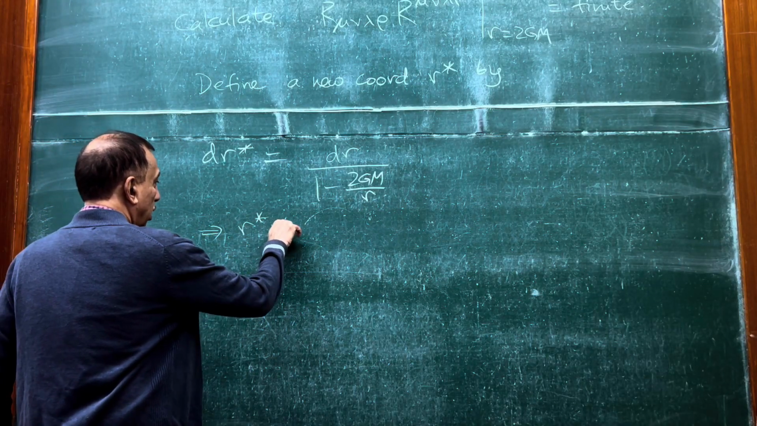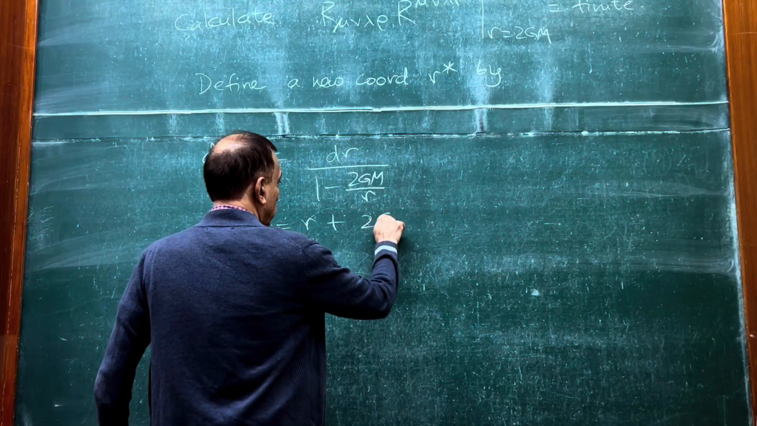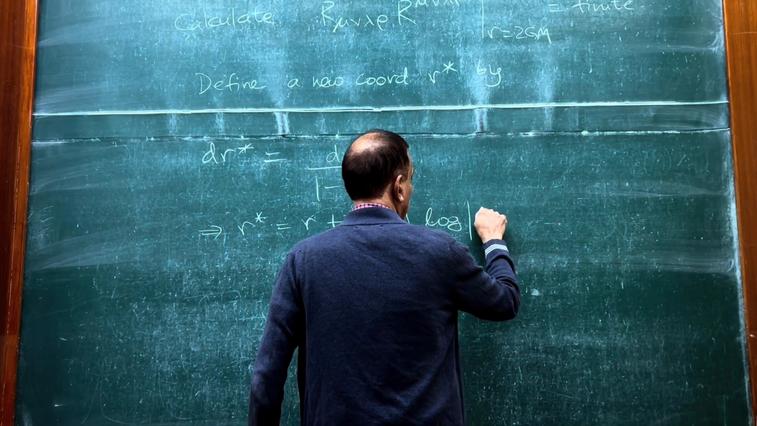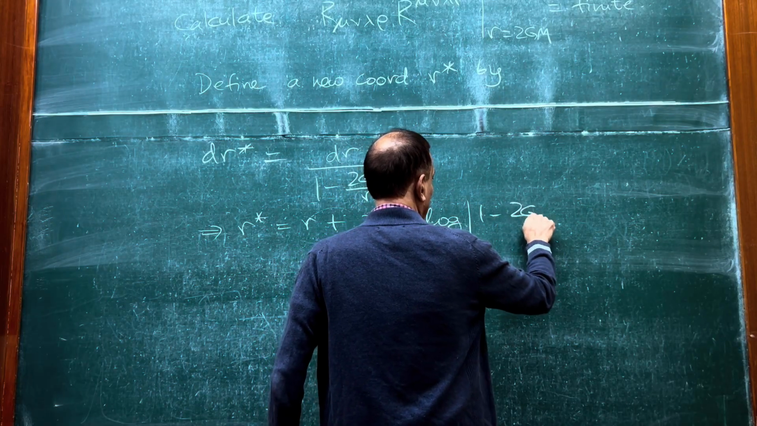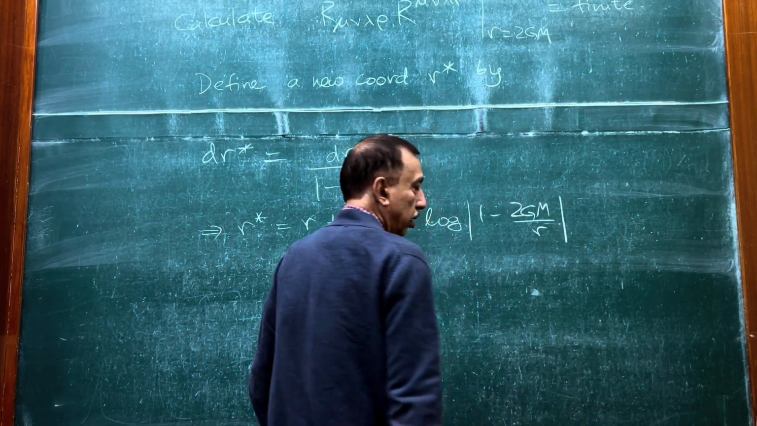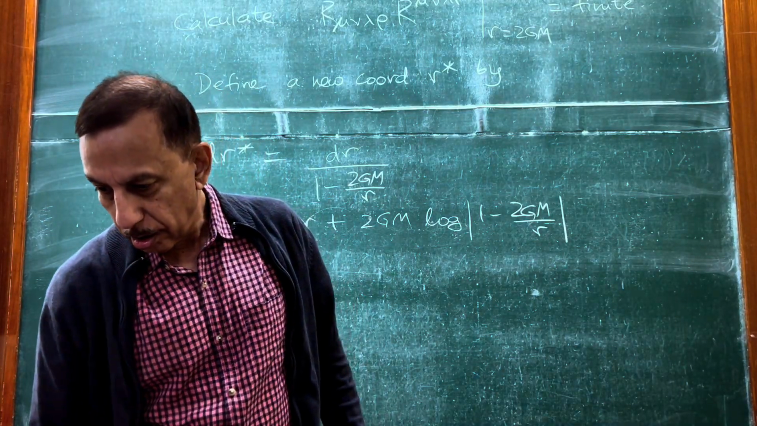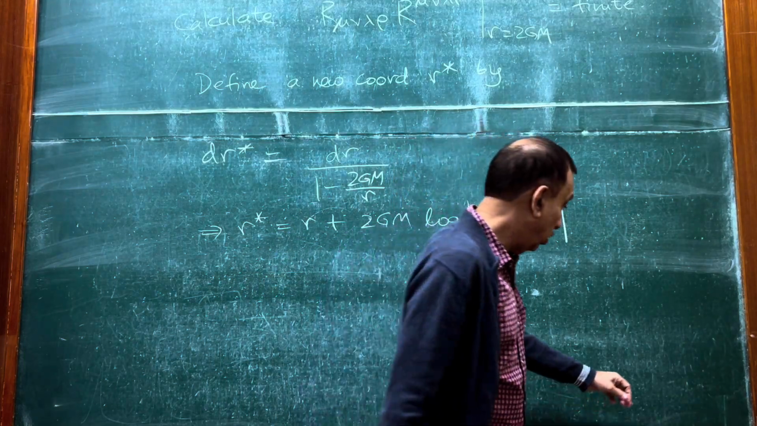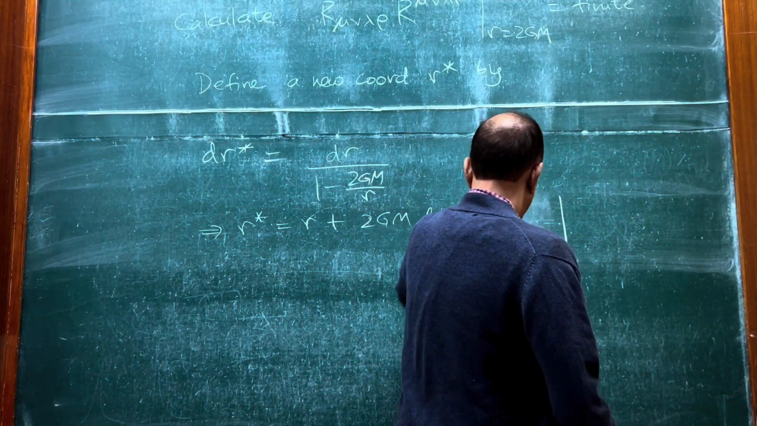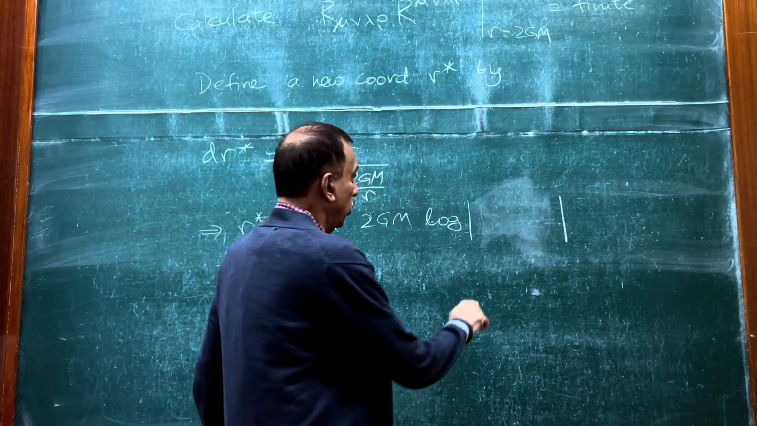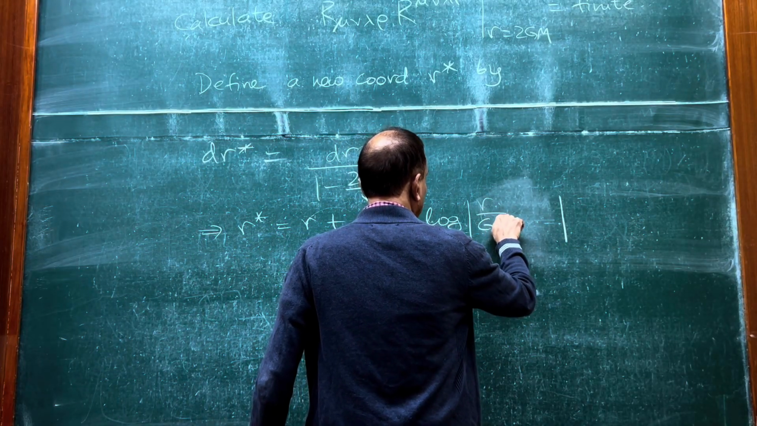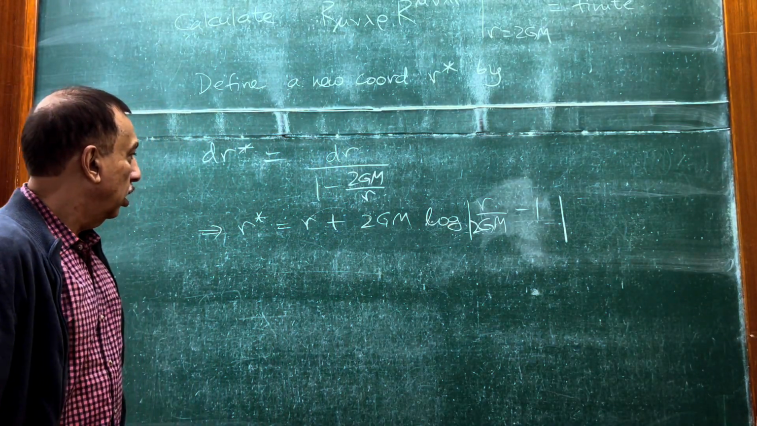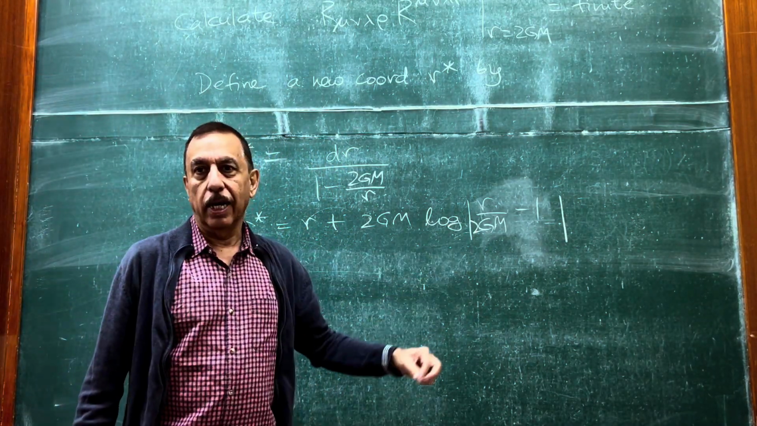Okay. And this, of course, is an ordinary differential relation, and so it can be integrated to give me that r star is equal to r plus 2GM log mod of 1 minus 2GM by r. Sorry, I wrote that wrong. It is r by 2GM, so actually it is mod of r by 2GM minus 1. And it's important that there is a mod sign here.